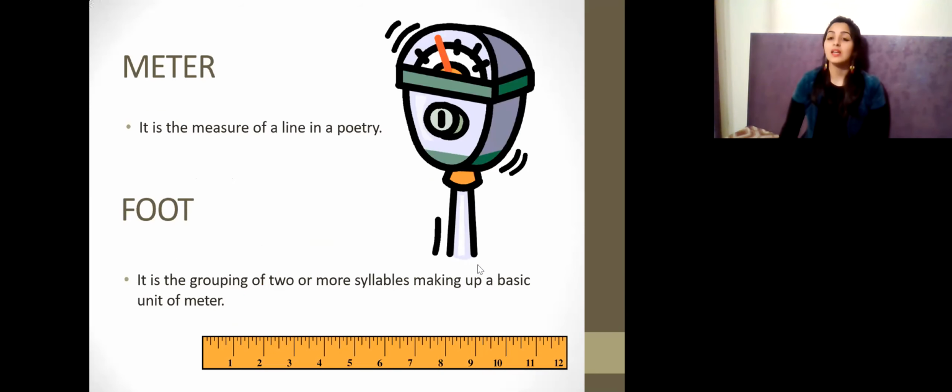Okay, the next element of poetry is meter and foot. Let's see meter. It is the measure of a line in a poem. Now, measure does not actually mean to take a tape and measure it. Let's see what the measuring thing in poetry is. Foot. Now, foot is not what you find in mathematics, but it is a group of two or more syllables making a basic unit of meter. Foot is the basic unit of meter.